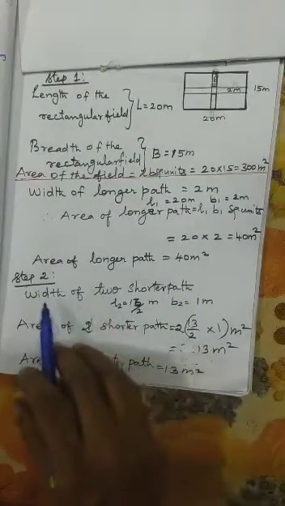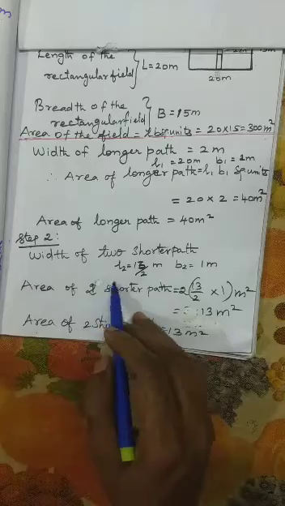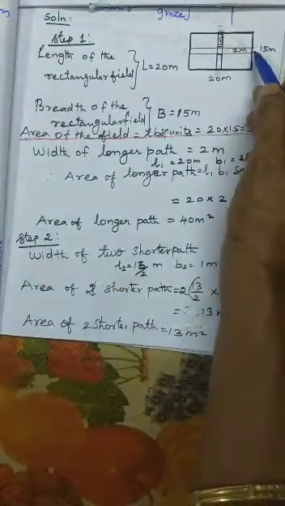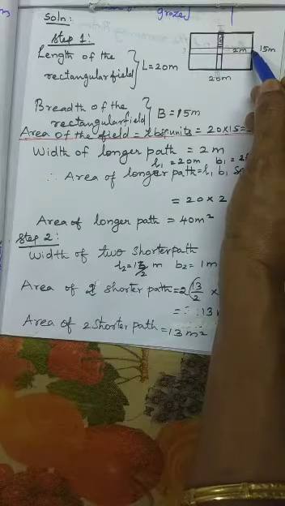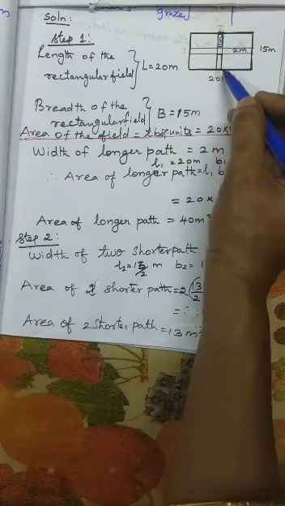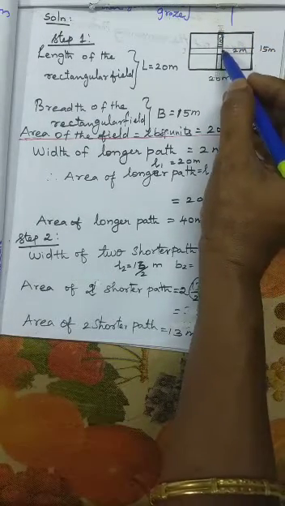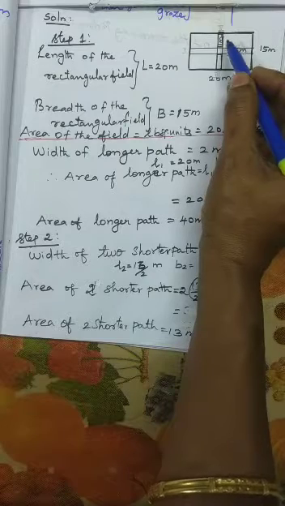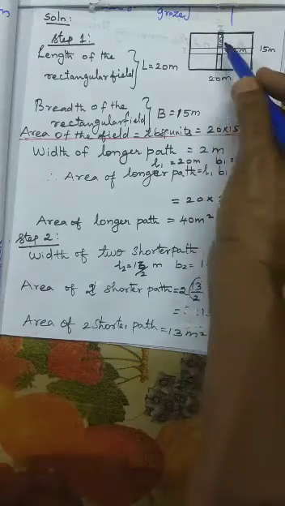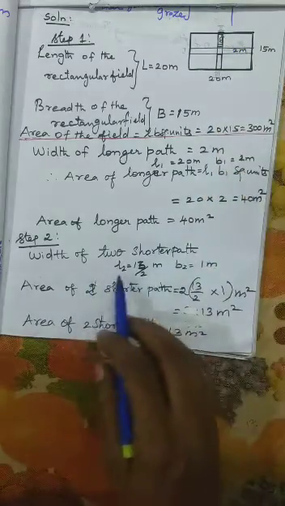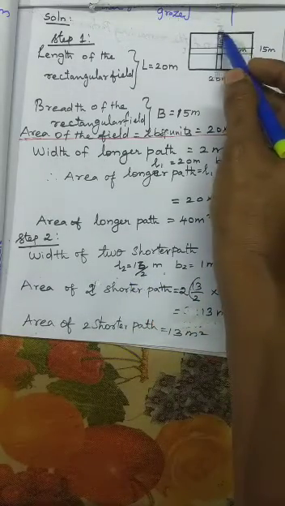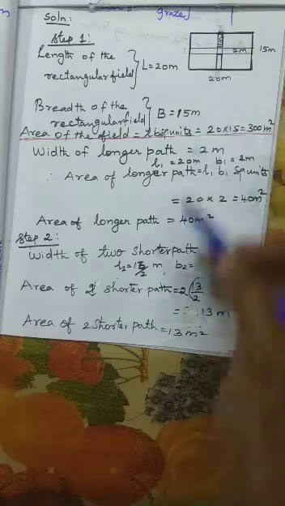For that, step 2, width of the shorter path. That is L2 is equal to 13 by 2. How 13 by 2? Here 2 meter, you subtract from 15. That is 13. So the full length is 15, we have to subtract this 2 meter. So we have 13 meter. So 13 by 2 here, 13 by 2 here. We are dividing 13 by 2. Then L is equal to 13 by 2 meter, B is equal to 1 meter, width of this rectangle.